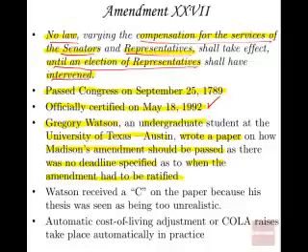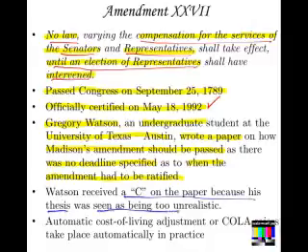Now, here's the funny part: Watson received a C on the paper because his thesis was seen as being too unrealistic. So I'm sure the professor who graded that essay is probably questioning her grading methods, let's just say, to have passed the amendments to the Constitution as a result of a paper, and you get a C. I'm sure that's probably the most satisfying C that Mr. Gregory Watson has ever received in his life.